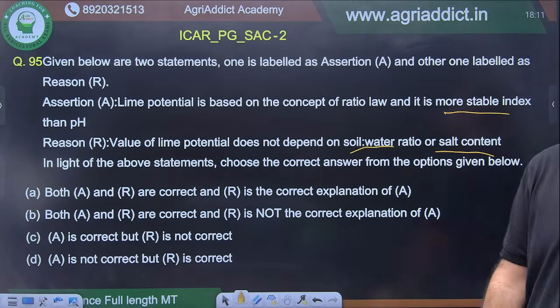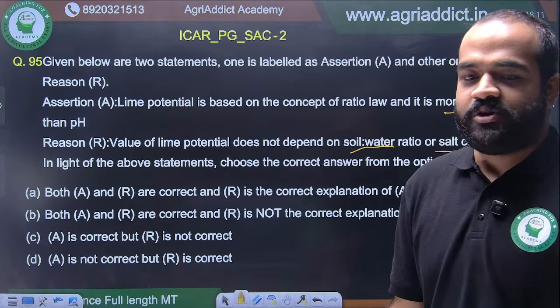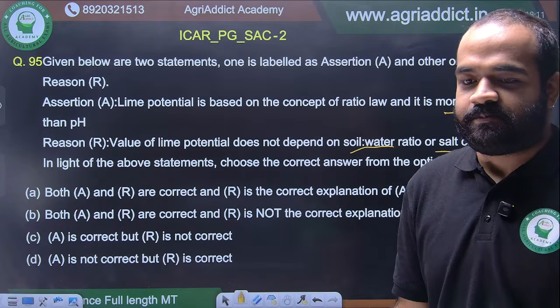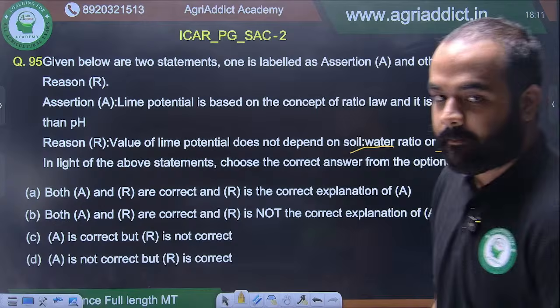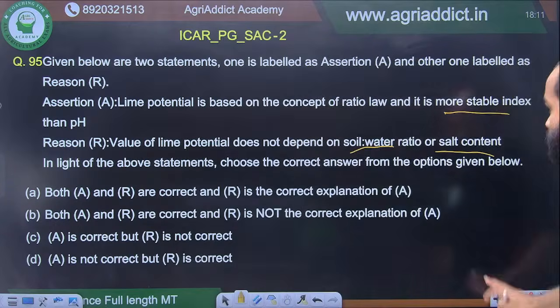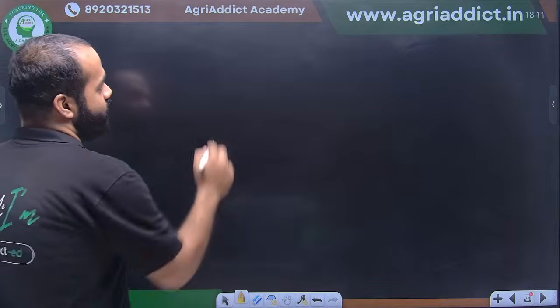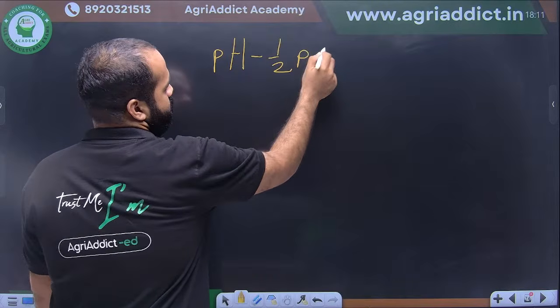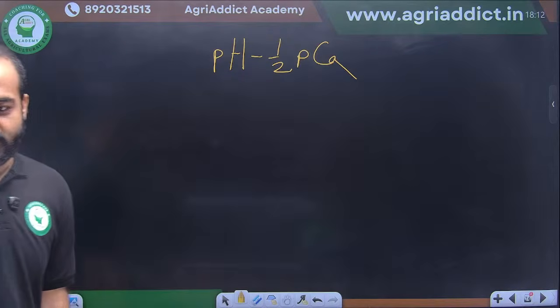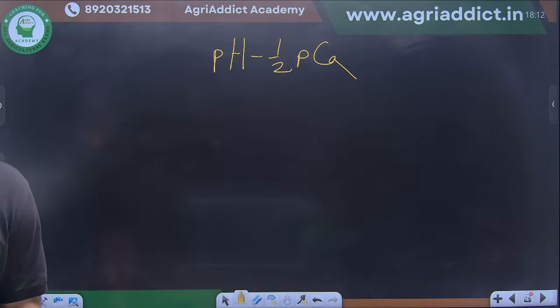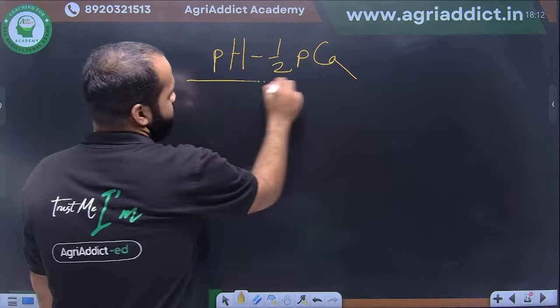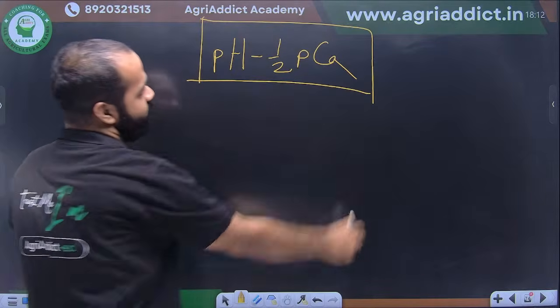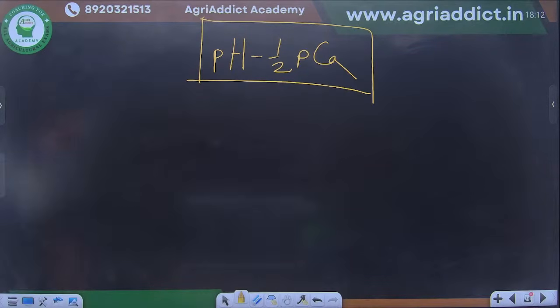पहले lime potential का formula बताओ. What is the lime potential का formula क्या है? यहाँ पे यार. Here we will explain, right? Formula of lime potential is pH minus half pCa... है ना? Any problem? Yes, yes, yes. Very good. अब क्वेश्चन आता है कि ये आया कहां से? From where this comes, right?